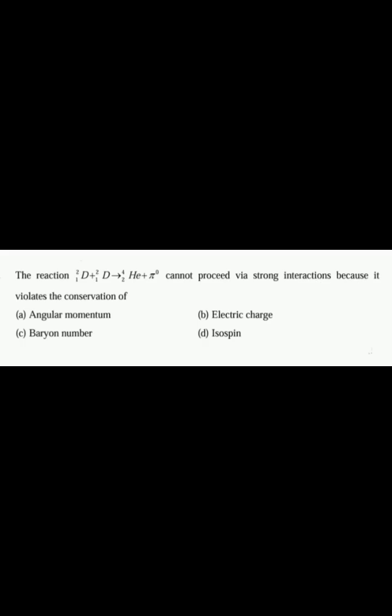Next question is, the reaction 1D2 plus 1D2 gives 2He4 plus pi 0 cannot proceed via strong interactions because it violates the conservation of dash. So here we need to check in this reaction which term is not conserved.